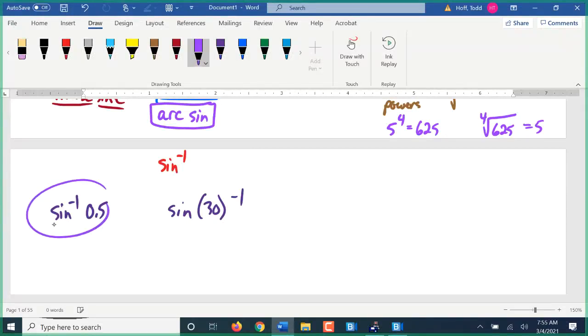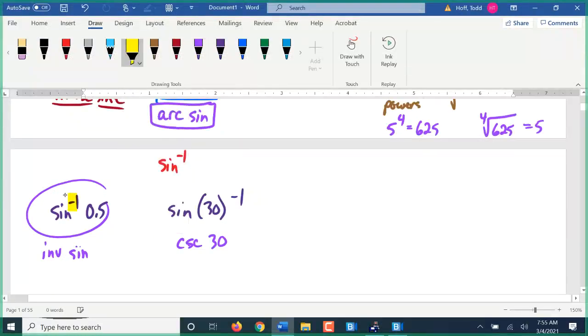This is an inverse sine. This is a cosecant of that angle. So be very careful with that notation. I know it is very confusing having that -1 there to represent the inverse. The key is the -1 is attached to the sine function itself, not to any of the numbers. Here, the -1 is attached after the number.